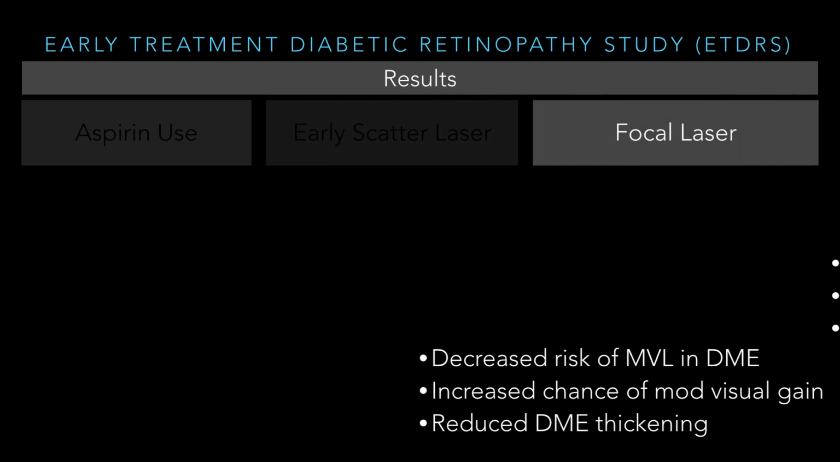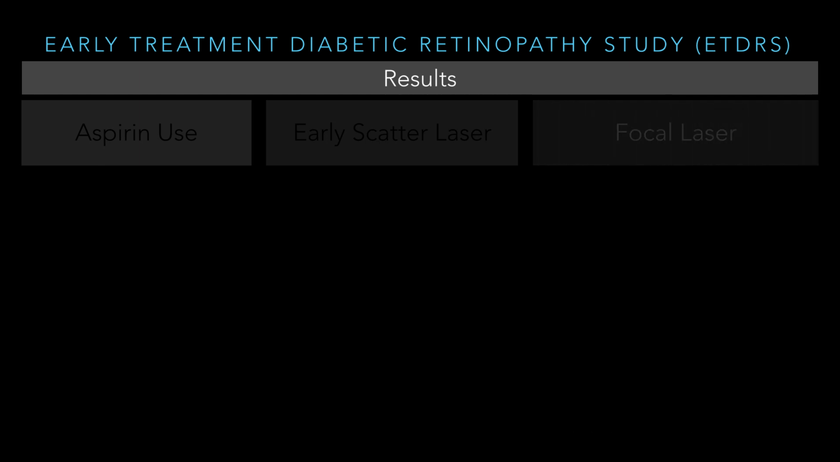Well, this one, focal laser decreased. This is where we all prove, so to speak, that focals and macular grids work for diabetic macular edema, but it reduced the risk of moderate vision loss, which is doubling of the visual angle. It means you go from 20/40 to 20/80. So it reduced that. It increased your chance of moderate visual gain, which is like the reverse of that, halving the visual angle. Again, this is an old study. And then it reduced diabetic macular edema thickening. Okay, so let's move on.